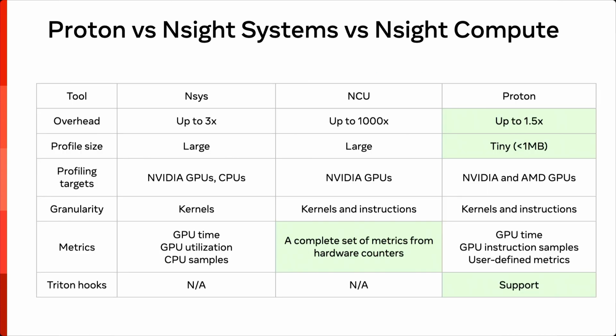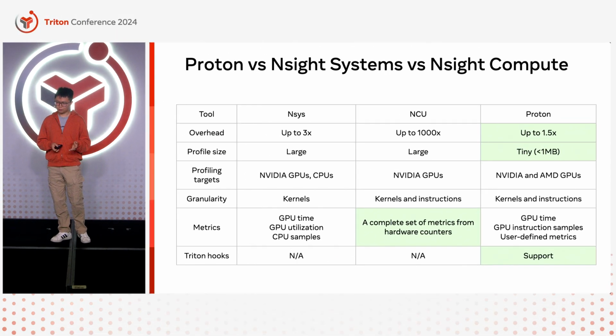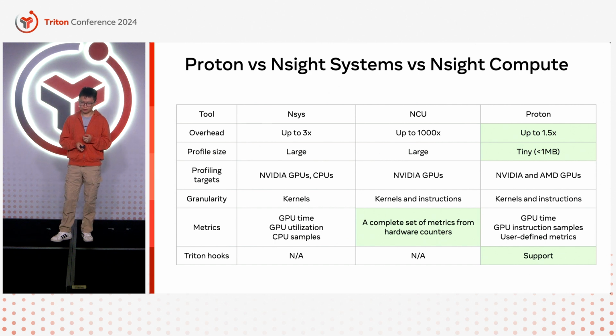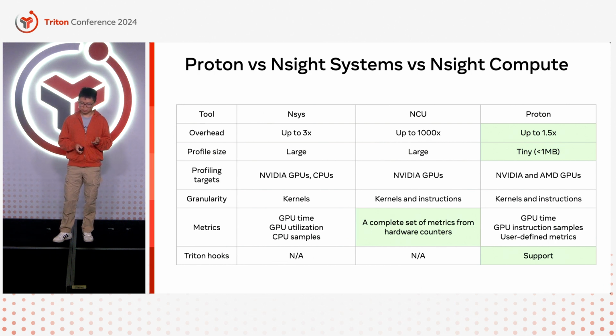So I suppose some of you may already be familiar with profilers, including Nsight Systems and Nsight Compute. Here's a brief comparison with Proton. I compared them with regard to different perspectives, including overhead, profile size, profiling target, granularity, metrics, and Triton support. Let's start with the overhead comparison. Usually, Proton is going to introduce much less overhead than Nsight Compute. It's reasonable because Nsight Compute is going to collect numerous metrics. And it sometimes also has lower overhead than Nsight Systems.